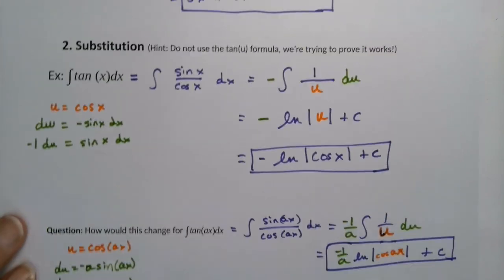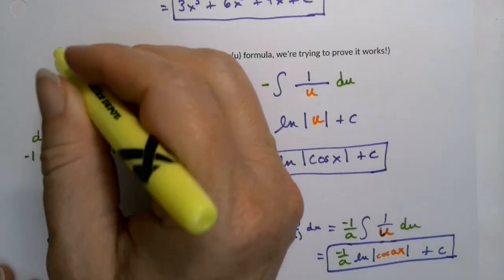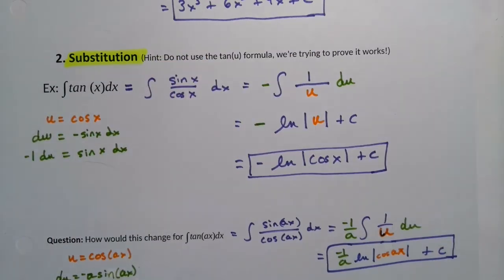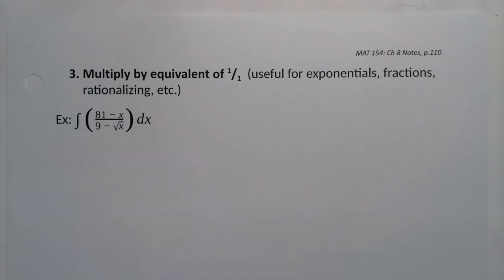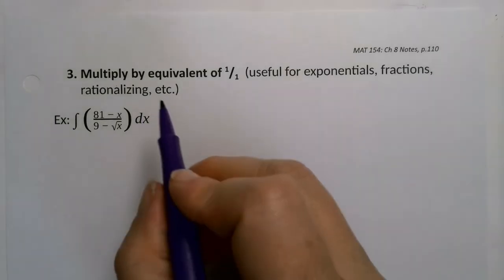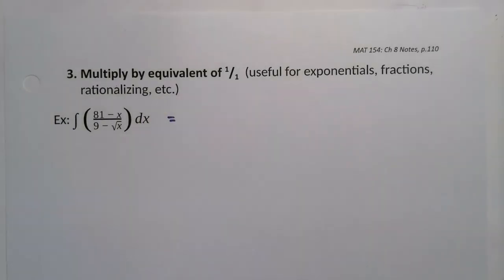So that's substitution, the famous u-substitution, right? Lovely. All right, now another technique we have is multiplying by the equivalent of 1 over 1. Very useful for exponentials, fractions, rationalizing, all sorts of good stuff. Okay, so let's say I have this particular one, and what I'm going to do is I'm going to rewrite it, actually.